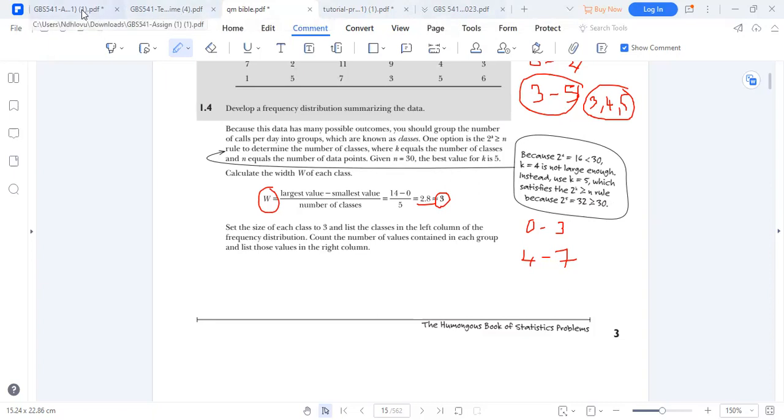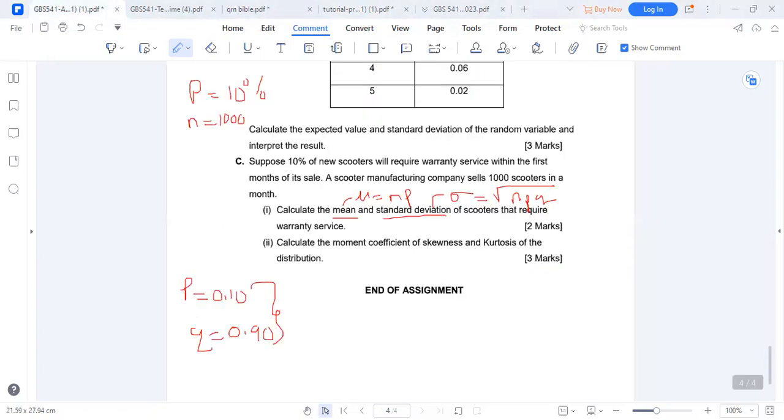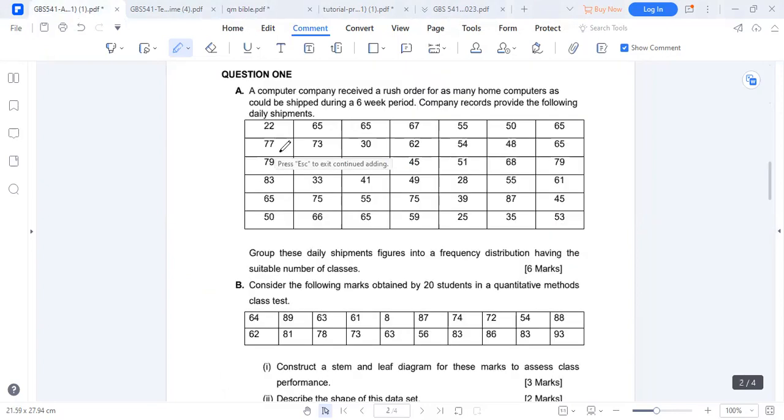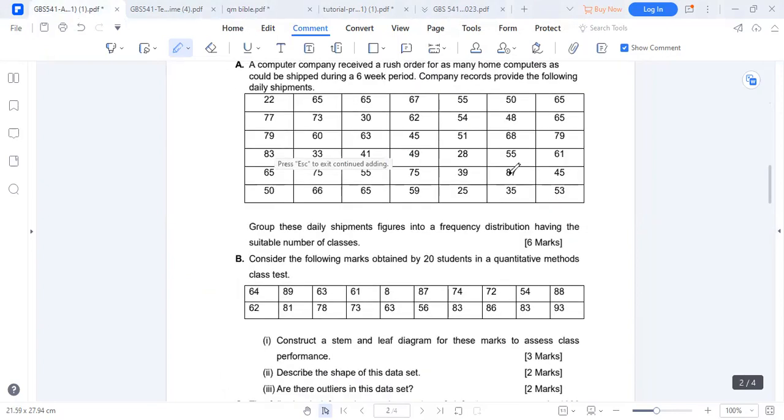So this is where the assignment also was coming from. You were being asked here deliberately, calculate the number using a suitable number of classes. Calculate this into frequency using the suitable number of classes. So here we have 1, 2, 3, 4, 5, 6. Here 1, 2, 3, 4, 5, 6, 7. So 6 times 7, what do we get?